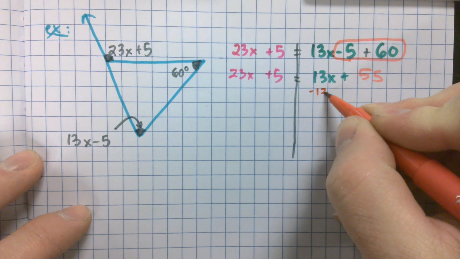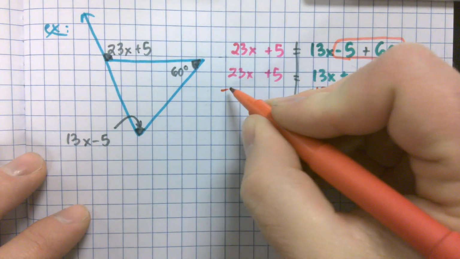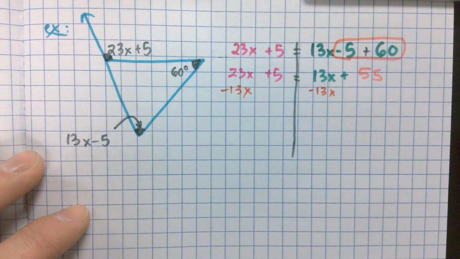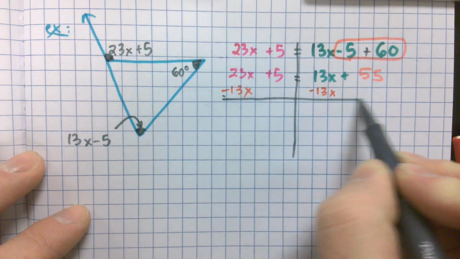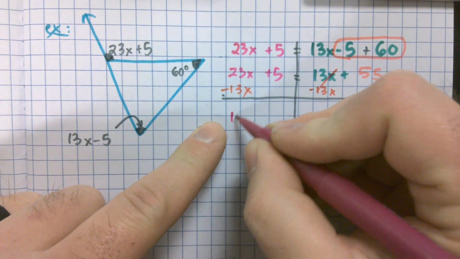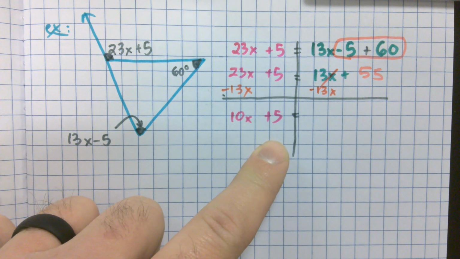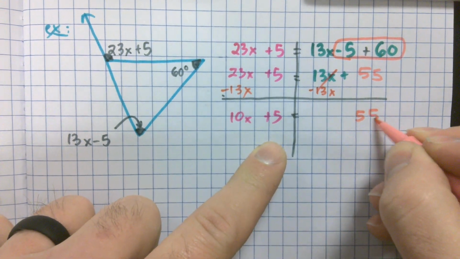We could subtract the 13x. You could also subtract the 5 first. The order doesn't matter. I'm going to do variable first. Good. What's 23x minus 13x? 10x. Drop down the 55. What do I do now?